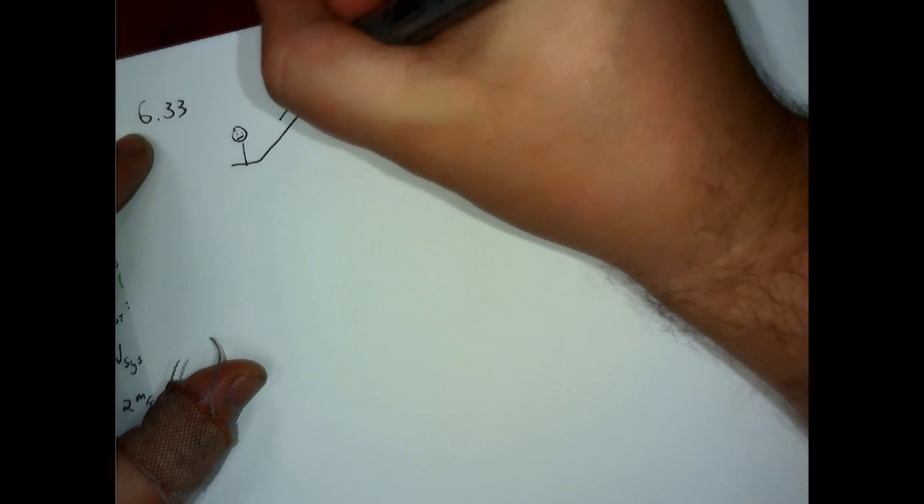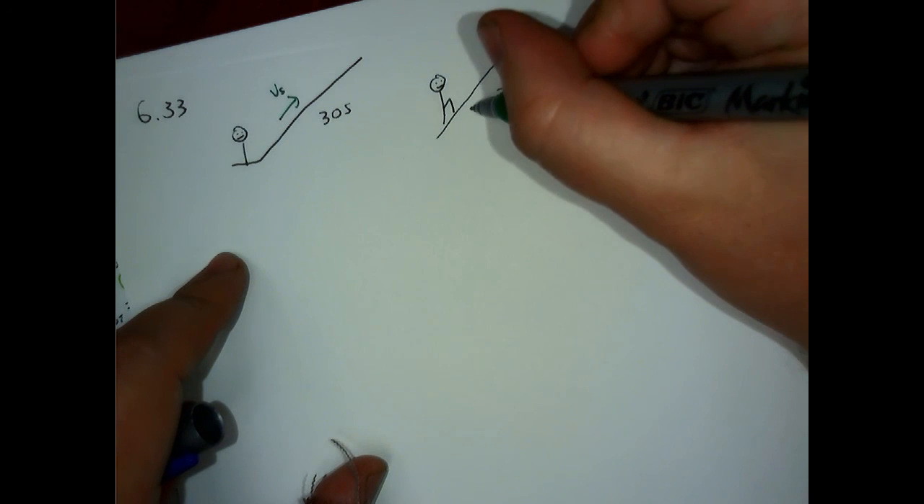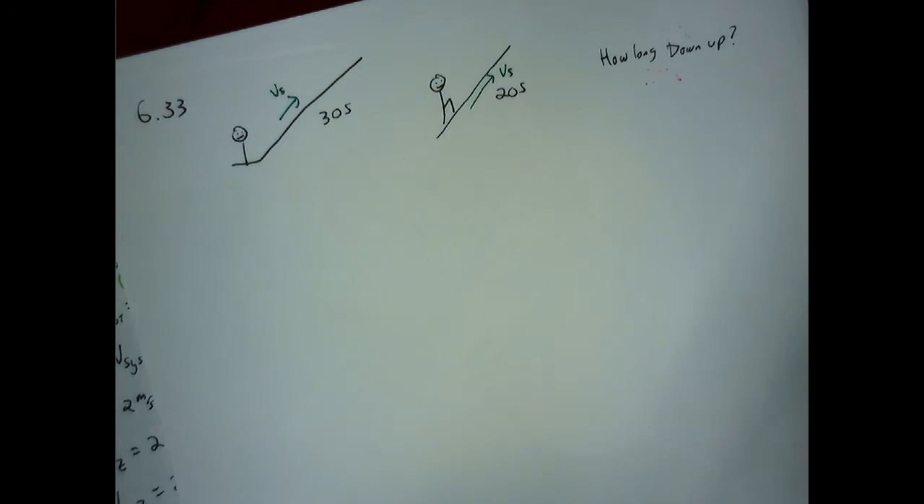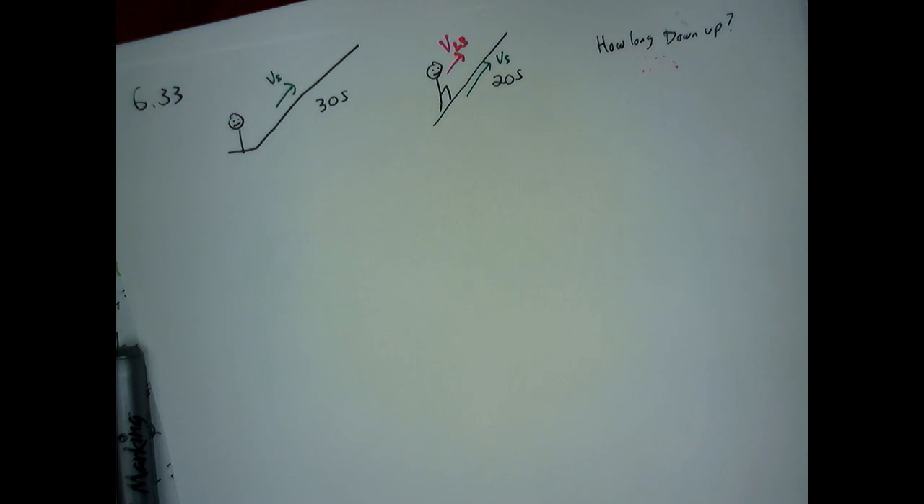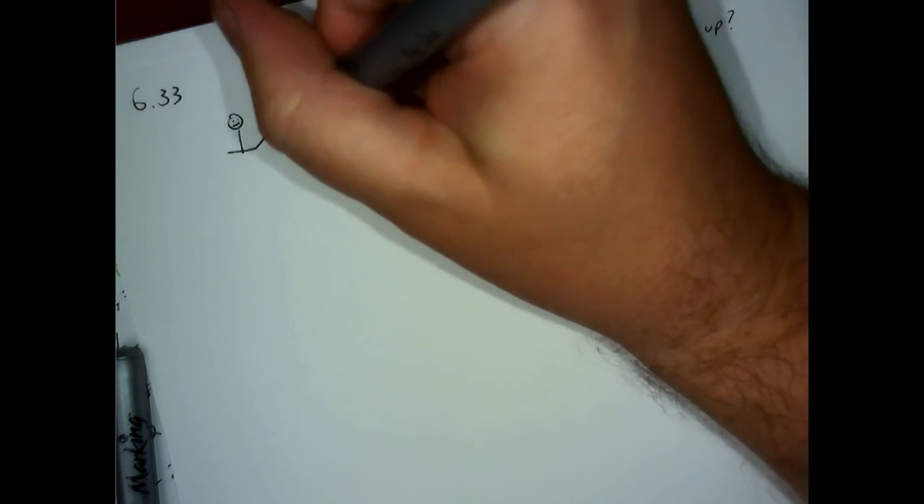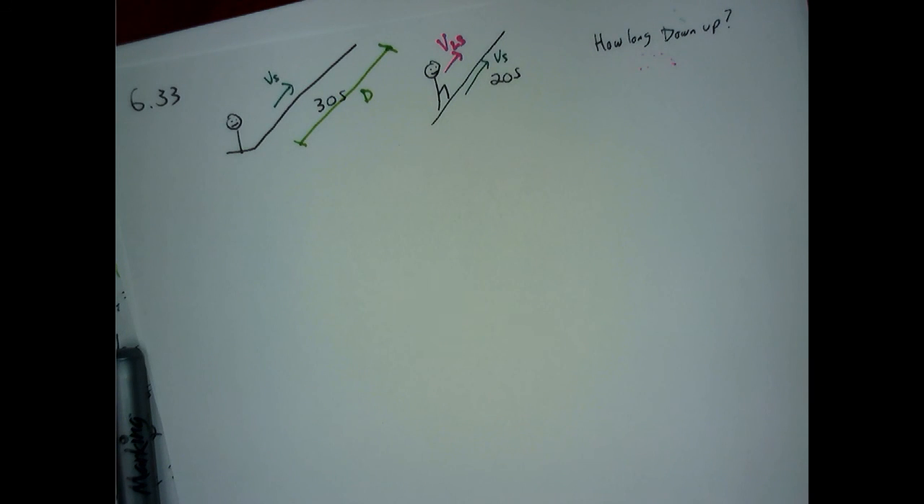So V stairs. And now there's V stairs, and there's V lady relative to the stairs. Okay. And what's more, the stairs have some distance along them. I'll call it D. All right, so let's write some stuff out.